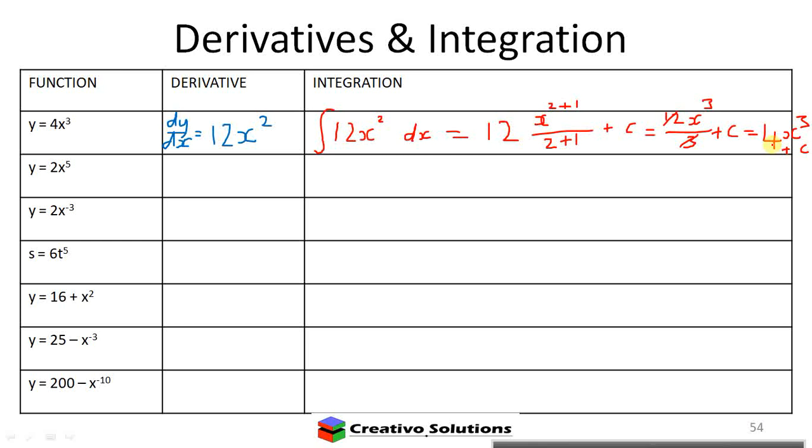Even in the work program they say never forget the arbitrary constants. The constant is there because any constant will fall away, so it could be anything actually.